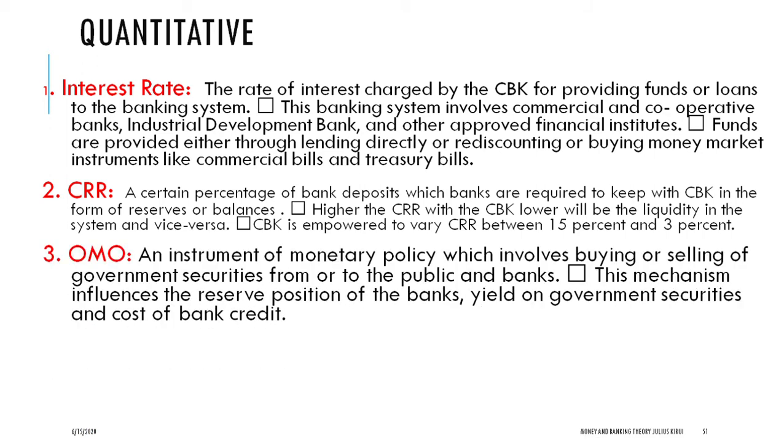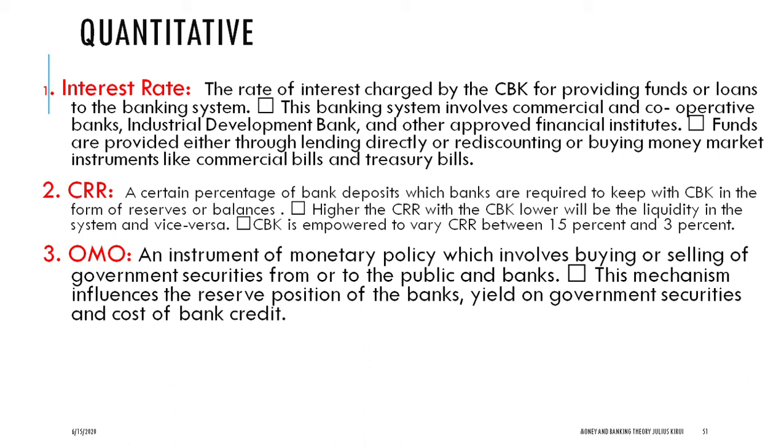Number 3, open market operation. This is another form, an indirect way of the central bank controlling money in the market, an instrument of monetary policy which involves buying or selling of government securities from or to the public and banks.